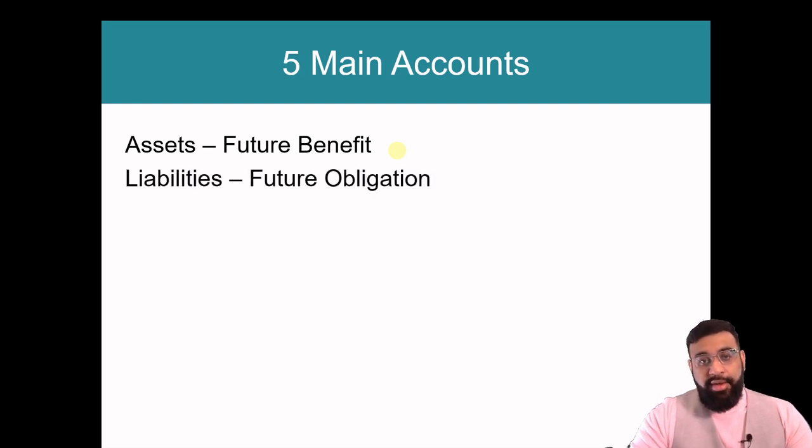Now, the next one is that of a liability. A liability is a future obligation. It's when we as a company owe someone or something in the future. For instance, accounts payable: we owe our suppliers money in the future. Salaries payable: we owe our employees money in the future. So once again, a liability is a future obligation.